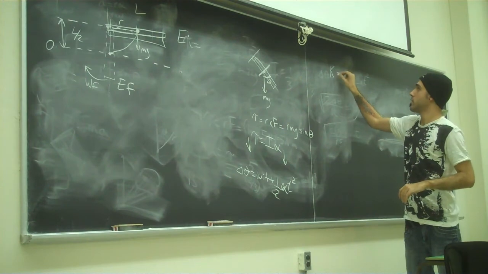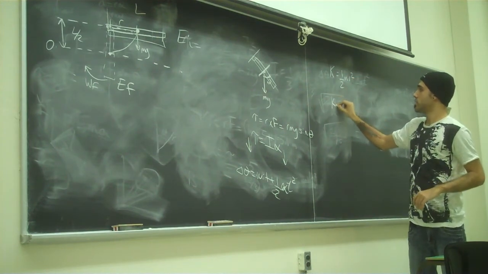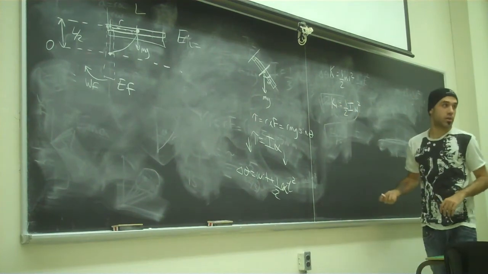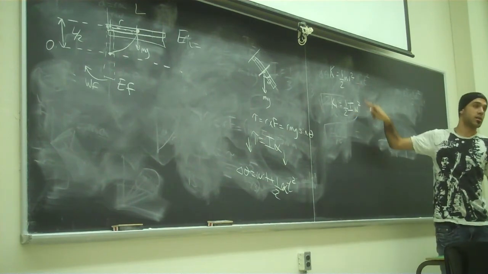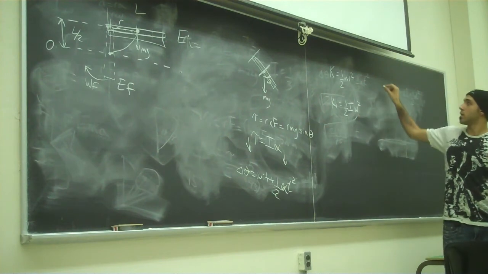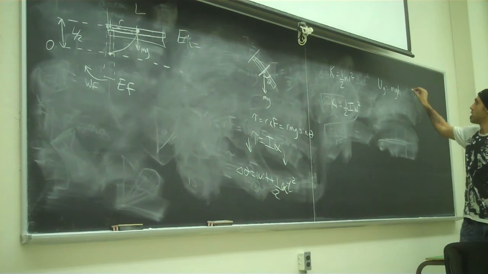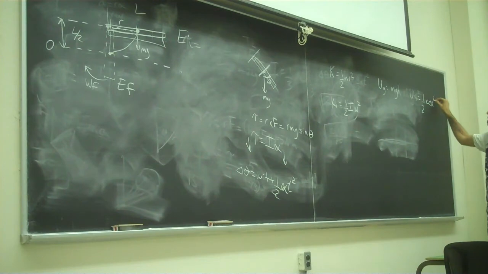The kinetic energy is 1/2 the mass times the velocity squared. The rotational kinetic energy is 1/2 the moment of inertia times the angular velocity squared. See the similarity? Mass, moment of inertia, velocity, angular velocity. The gravitational potential energy is mgh. The spring's potential energy is 1/2 k delta x squared. And that pretty much accounts for the main mechanical energies that you have.